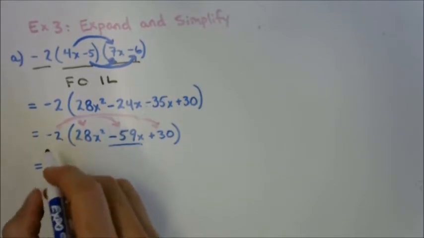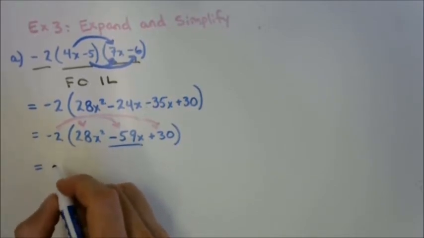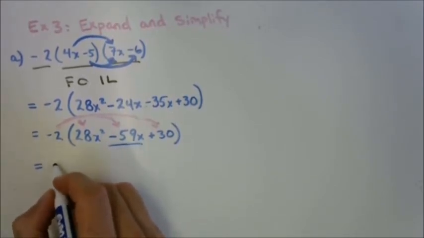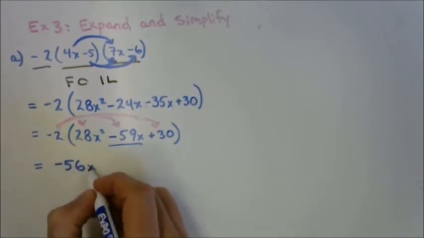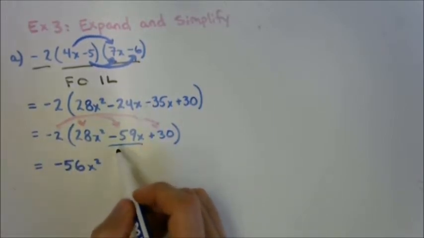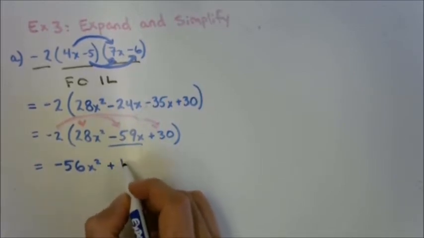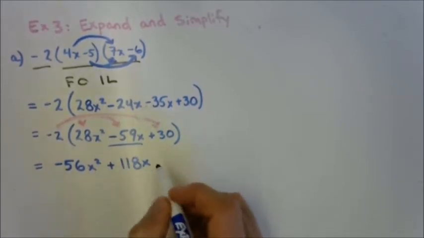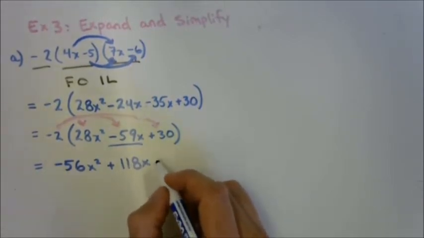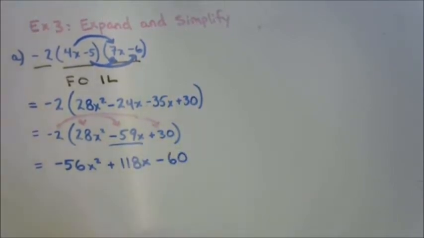Okay, here we go. Negative 2 times 28. Negative 56x squared. Negative 2 times negative 59x. Positive 118x. And negative 2 times 30 is minus 60 as our constant at the end. So 1 or 2 steps trickier, but not so bad after all.